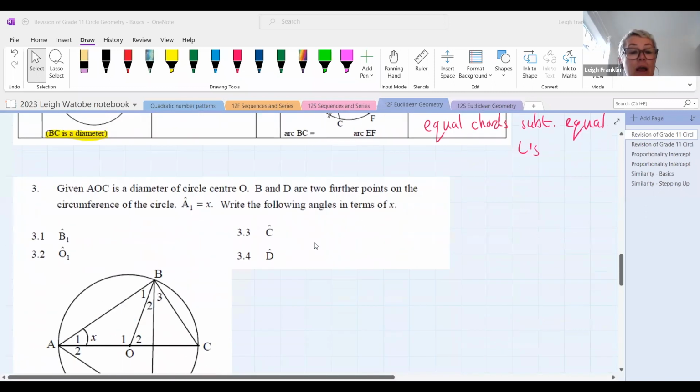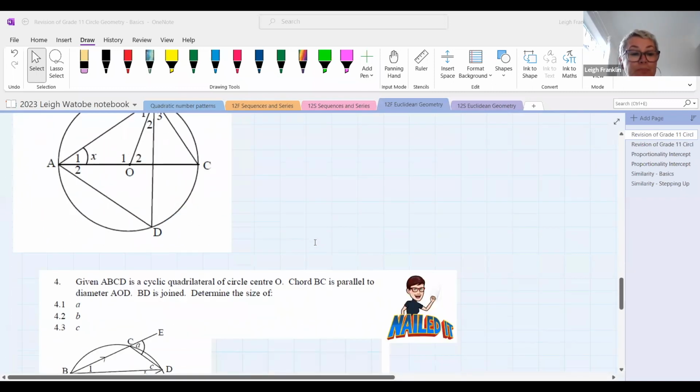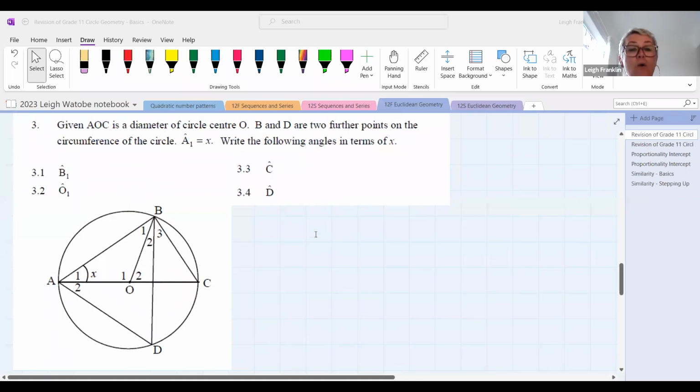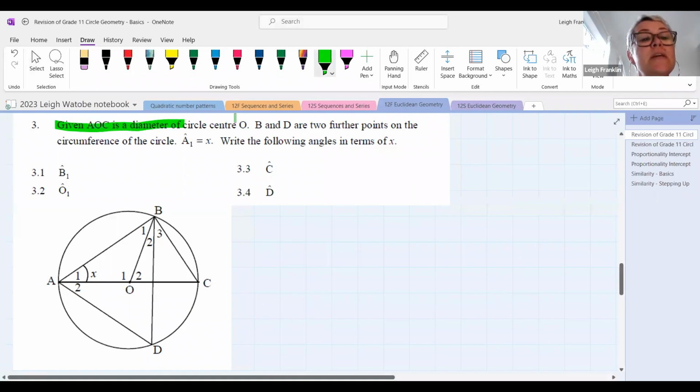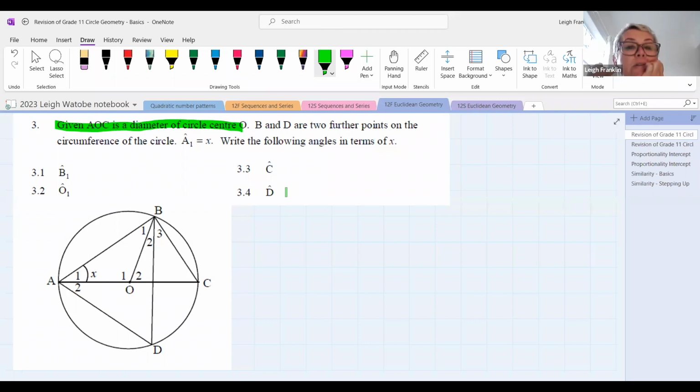Now we're going to put that all together with what we already know. Let's have a look at the next example. Here we're just going to be working out the size of angles. Given AOC is a diameter, very important. When they tell us that AOC is a diameter, what are they trying to tell us? What does that mean for us? Can anybody tell me? You can put it into the chat.